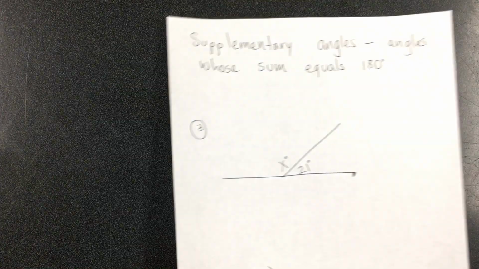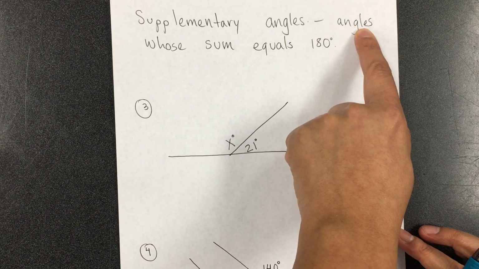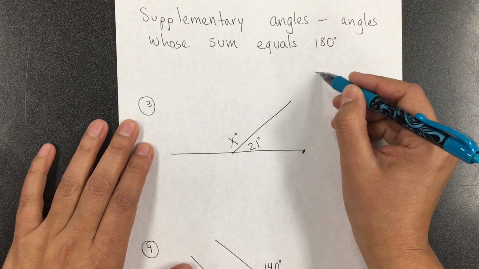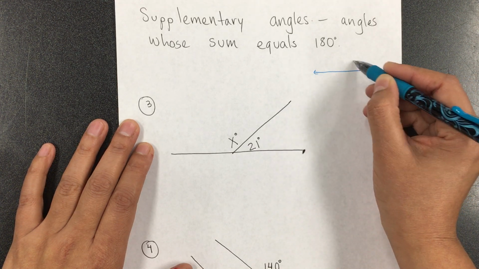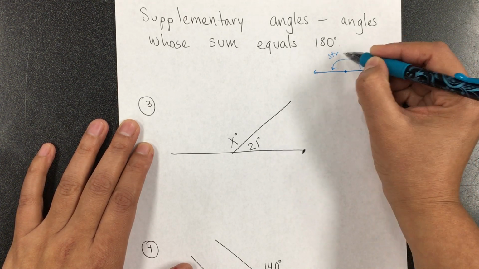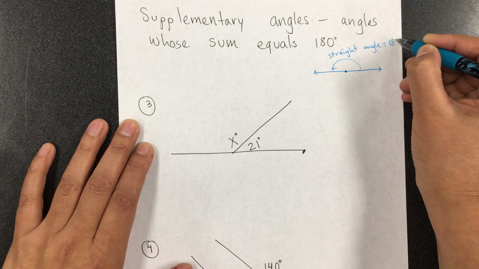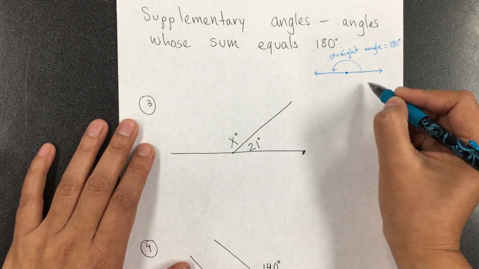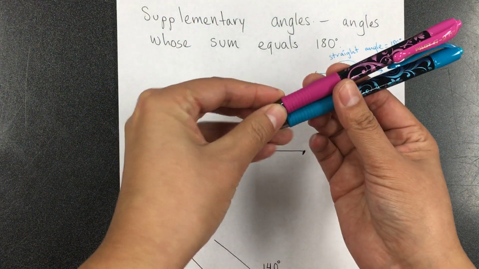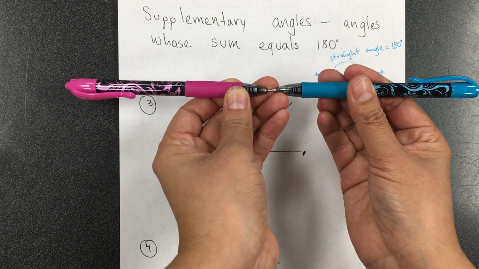Okay, next, we're going to learn about supplementary angles. Supplementary angles are similar, but these are angles whose sum equals 180. Similar to the right angle, we have what is called the straight angle. The straight angle is equal to 180 degrees. Some people got confused with that. It's like saying this is 0 degrees, then it starts opening, and when it's straight, that's a straight angle, which is 180 degrees, okay?